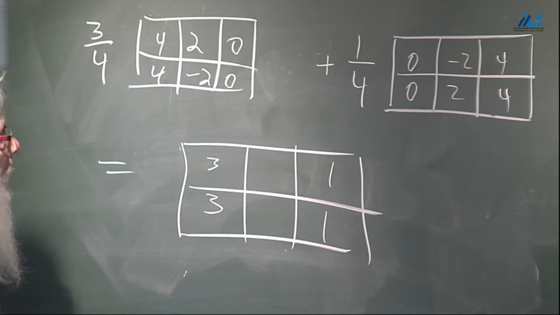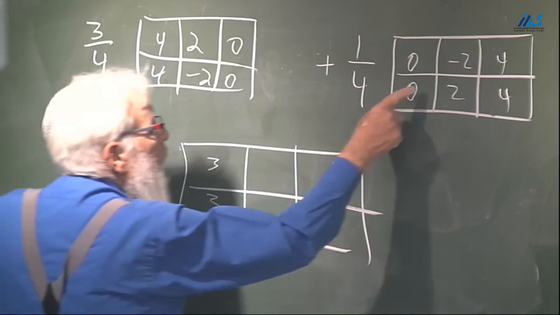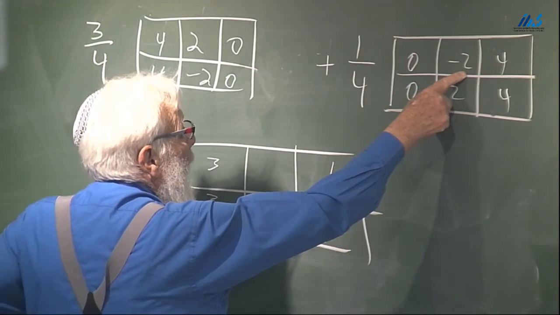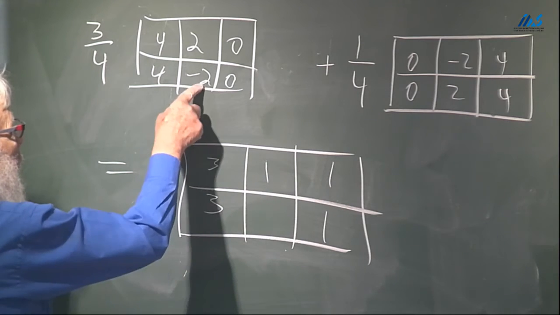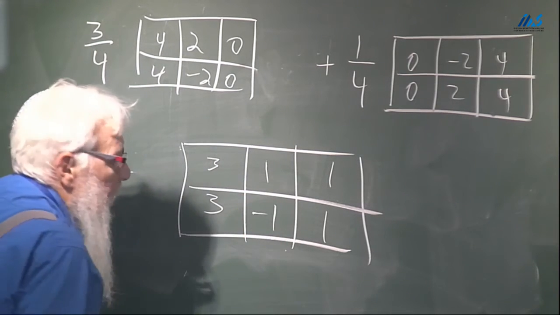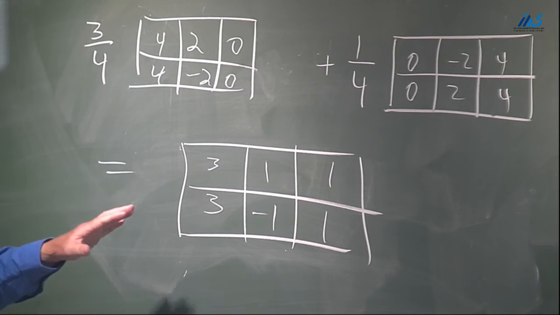And 3/4 of 2 is 1.5. 1/4 of minus 2 is minus a half. So we get 1.5 minus a half, which is 1. And over here, it's the other way around. So we get minus 1. Okay? That is the game.